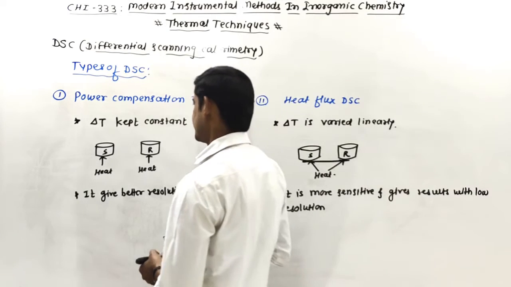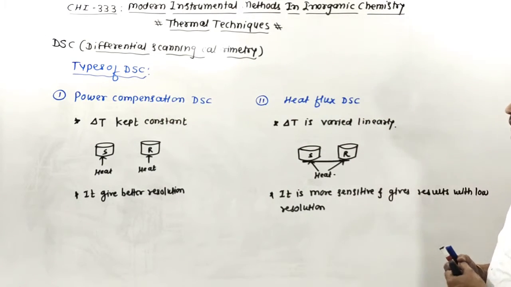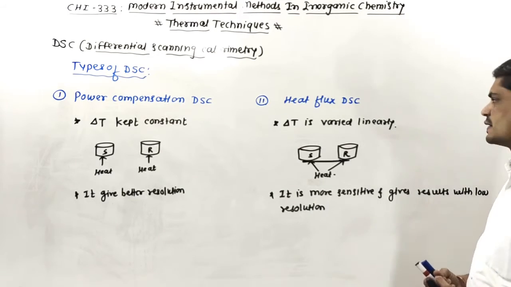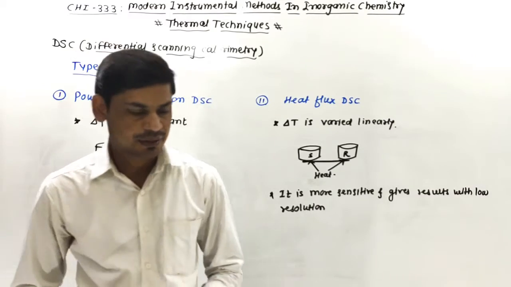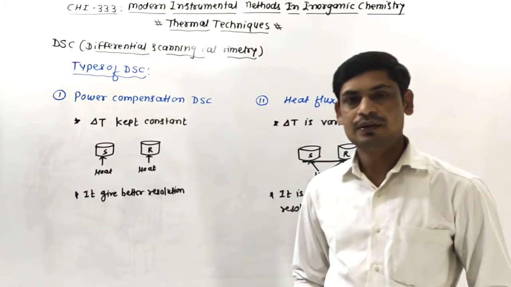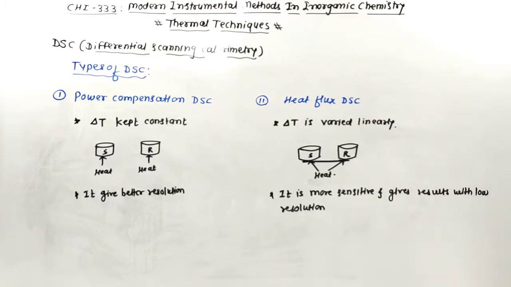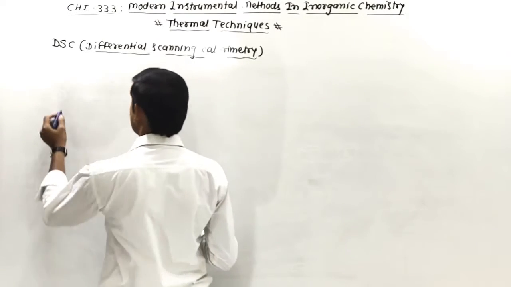So student, this is the basic difference between power compensation DSC and heat flux DSC. You just record it so that we will proceed towards the thermogram. Now the thermogram, we call it as a DSC curve.